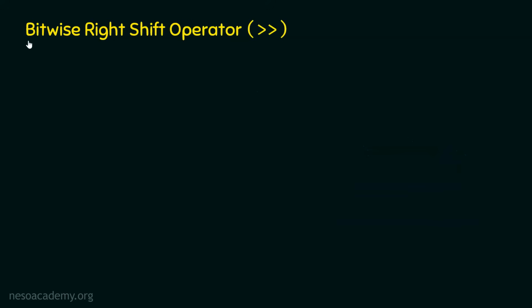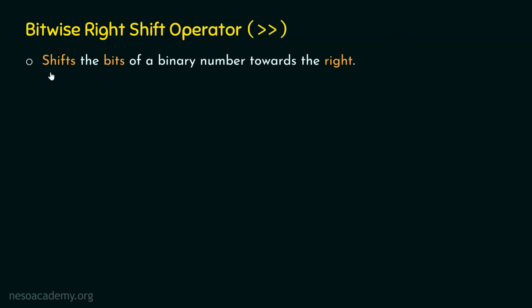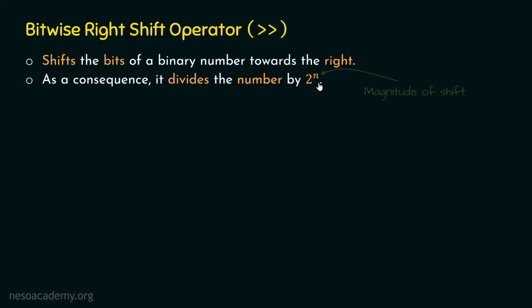So what is a bitwise right shift operator? Bitwise right shift operator shifts the bits of a binary number towards the right. As the name itself suggests, it is a right shift operator. So it shifts the bits of a binary number towards the right. As a consequence, it divides the number by 2 to the power n, where n represents the magnitude of shift. We will understand now these 2 points with the help of an example.